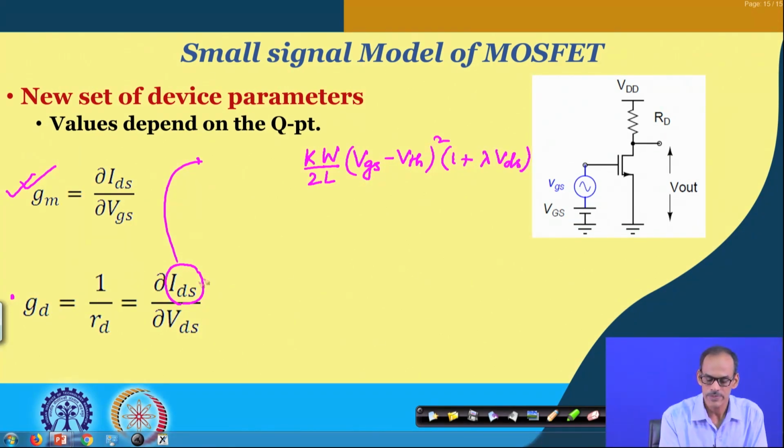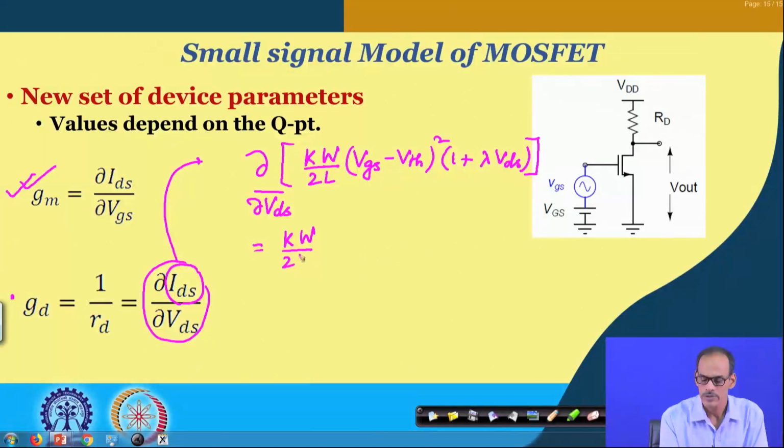So, this is the current expression, and now if I take the derivative, the partial derivative of this whole thing with respect to VDS, what we get is, we are not changing this part, we are changing the VDS part. So, this part is constant, namely K W by 2L (VGS minus VTH) square into lambda.